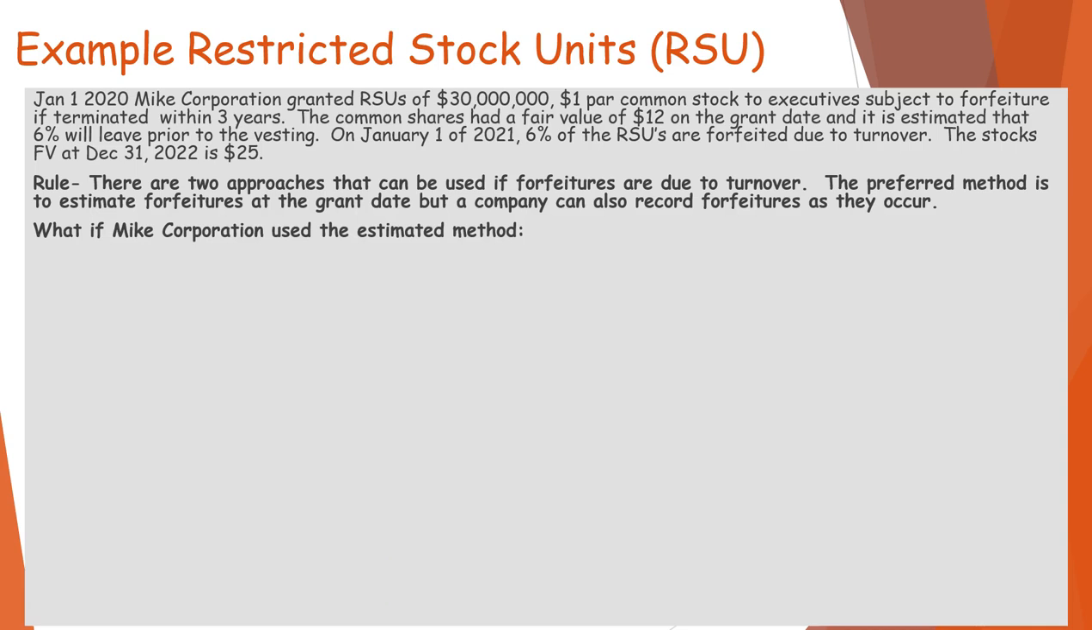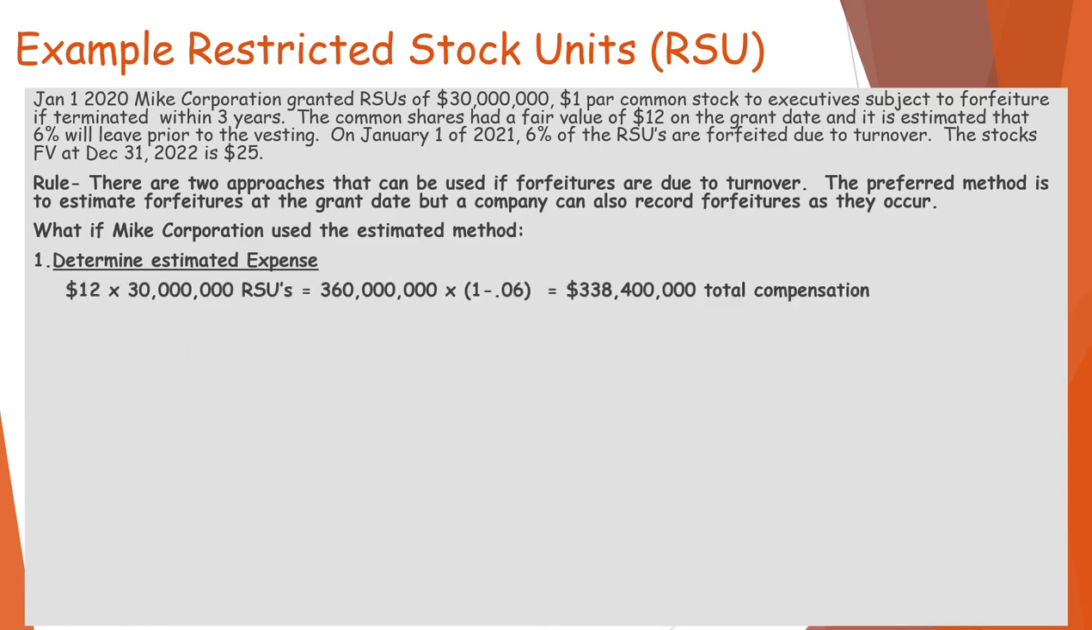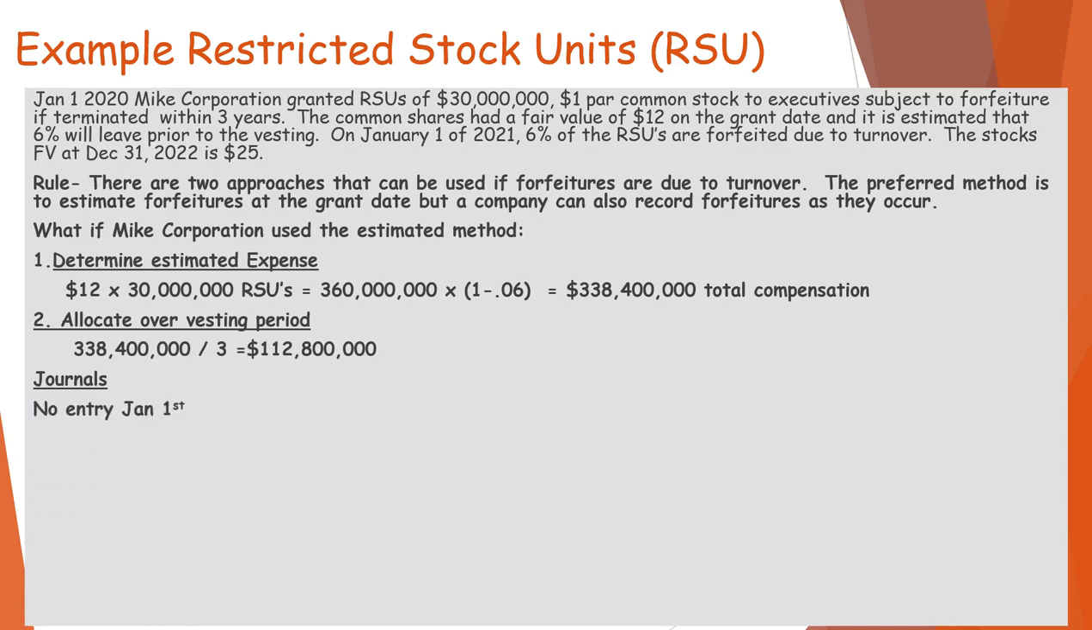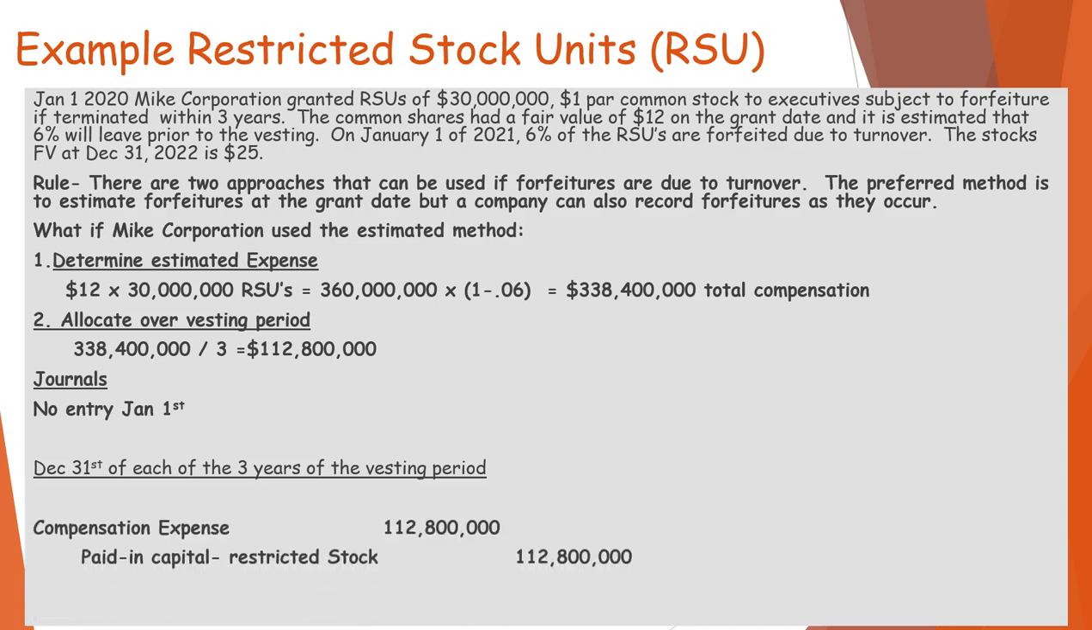So we're first going to use the estimated method. What that means is we have to reduce what we book by 6% in this case. So we're going to take $12 times 30 million RSUs, and then we're going to take that times 94%, which tells us the estimated total compensation. We're going to allocate it over the vesting period, so we're going to take that and divide by 3. In our journals, we're going to have no entry when they start, but at the end of the first year and at the end of each year, we're going to do the same journal entry.